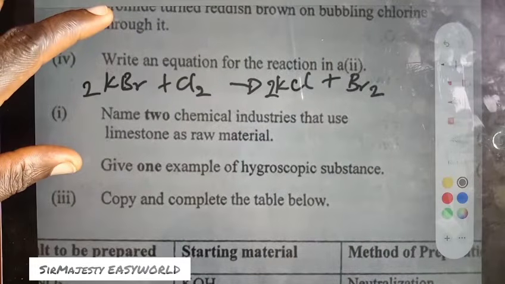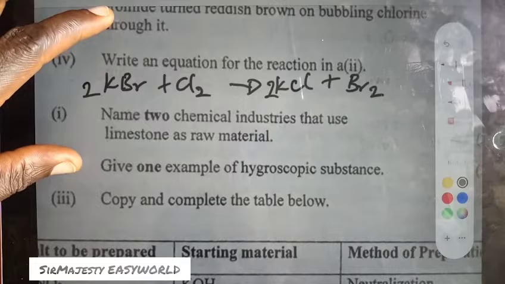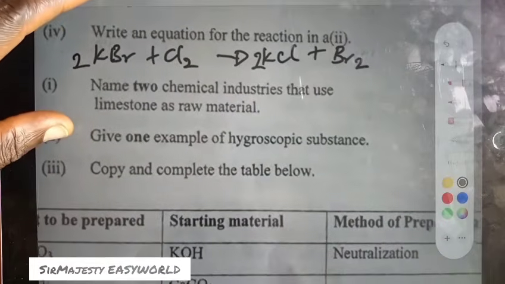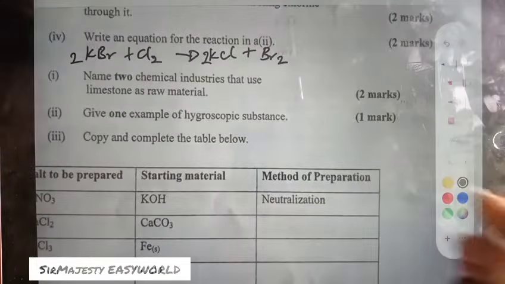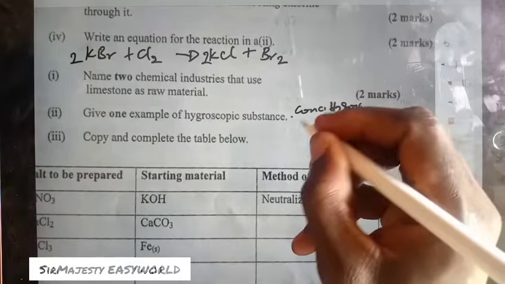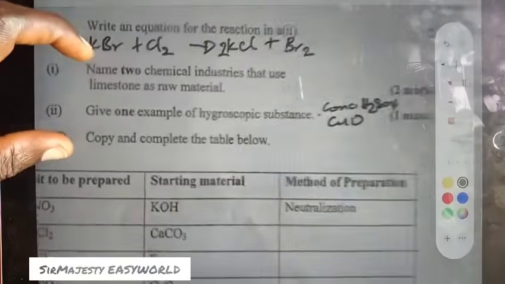So, but what is clear is that it's used actually in paint industry and metallurgical industry. Give one example of hygroscopic substance. One example, you can use conc. H2SO4. Don't write H2SO4 without putting conc., because the dilute is not. Copper(II) oxide, these are hygroscopic substances.